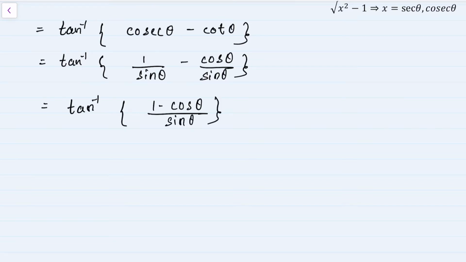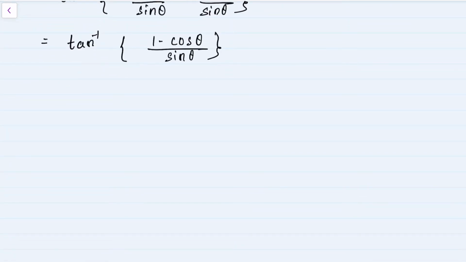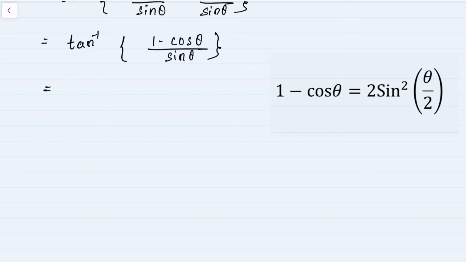Now we want to bring tan inside the bracket. So what we can do is use the identity for 1 minus cos theta, the modified form of the cos 2 theta identity. So 1 minus cos theta is nothing but 2 sine square theta by 2. So we'll use this identity, and we can write tan inverse of 2 sine square theta by 2 in the numerator.